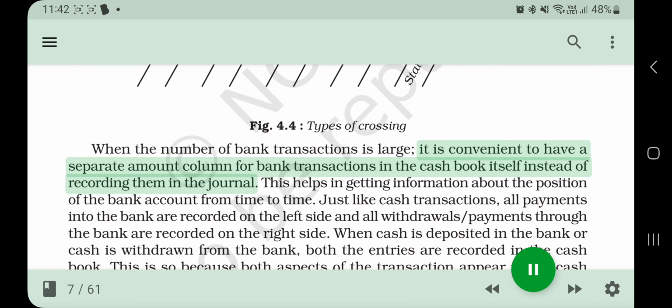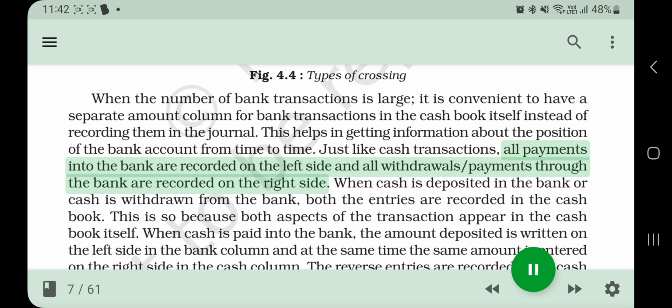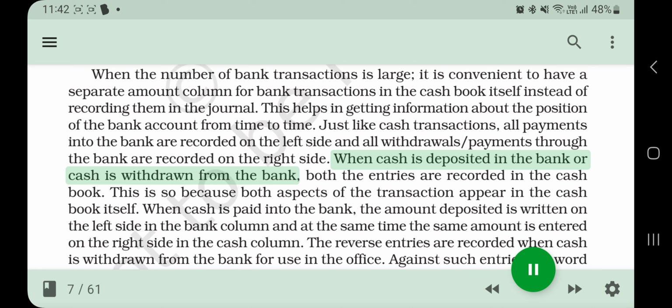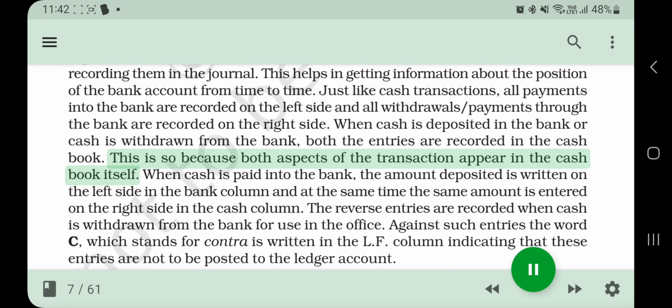When the number of bank transactions is large, it is convenient to have a separate amount column for bank transactions in the cash book itself instead of recording them in the journal. This helps in getting information about the position of the bank account from time to time. Just like cash transactions, all payments into the bank are recorded on the left side and all withdrawals, payments through the bank are recorded on the right side. When cash is deposited in the bank or cash is withdrawn from the bank, both the entries are recorded in the cash book. This is so because both aspects of the transaction appear in the cash book itself.